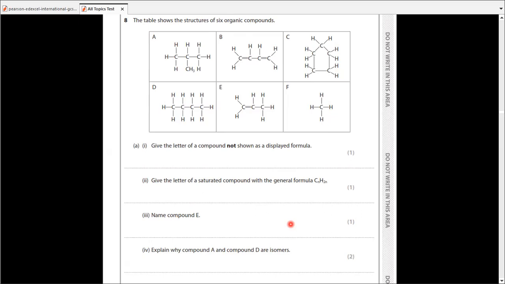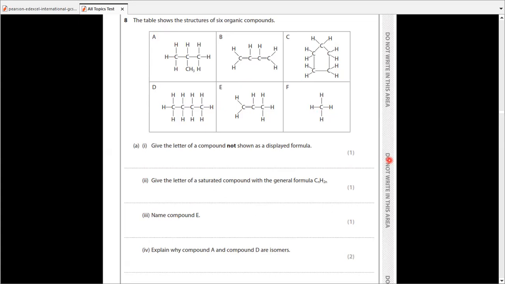Okay, so saturated means they have just single bonds. And CnH2n, that would be D. Yeah, D. How come? Because it has CnH2n. No, of course not. Actually, D is CnH2n plus 2 because that's C4H10. CnH2n means it has to be C4H8. D has 10 hydrogen, not 8 hydrogen. So it's not that.